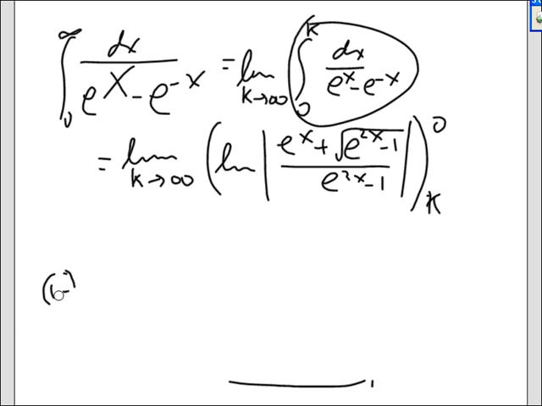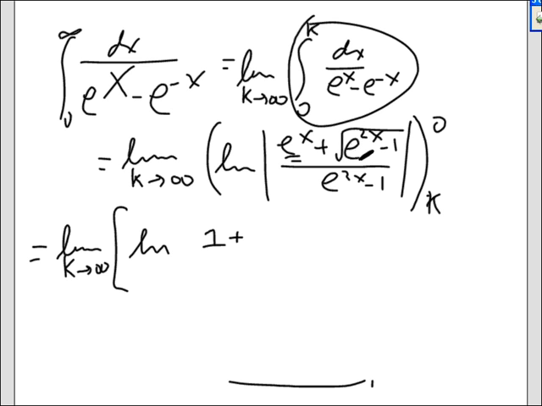Okay, now we could erase the bottom. And we plug in the upper and lower limits. We clean it up, then we take the limit. So this is the limit as k goes to infinity of ln of, you plug in 0, you get e to the 0, which is 1, plus e to the 2 times 0 is e to the 0, which is 1, minus 1 is 0, the square root of 0 is 0.